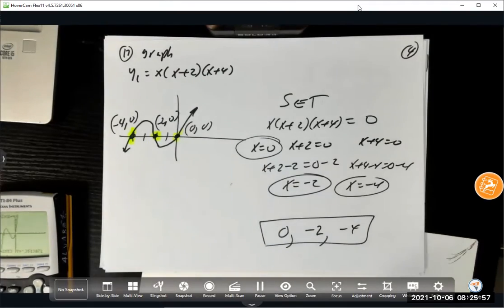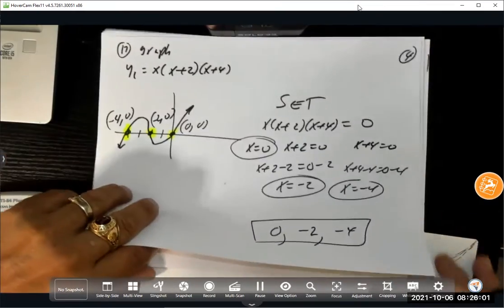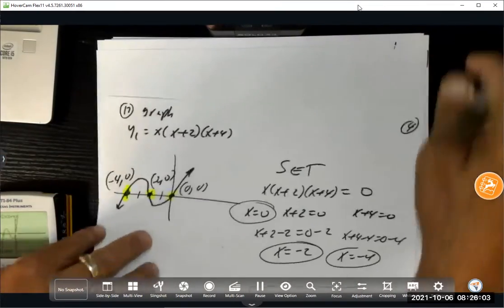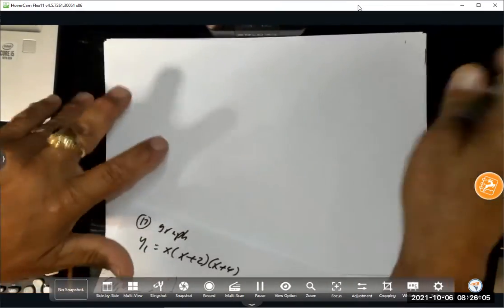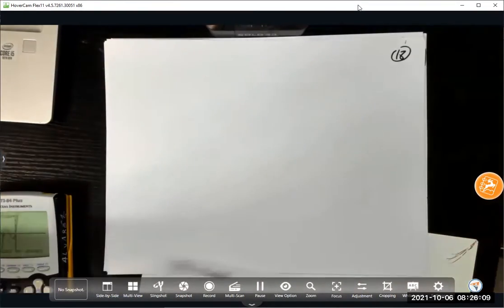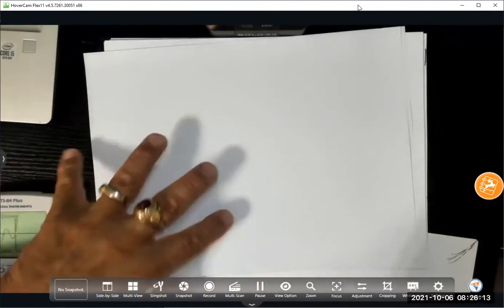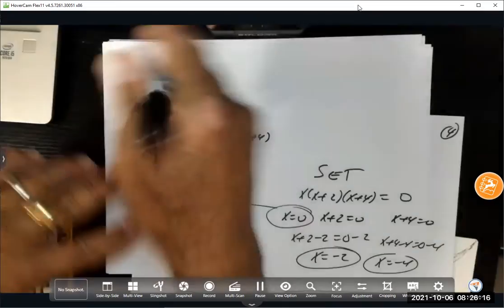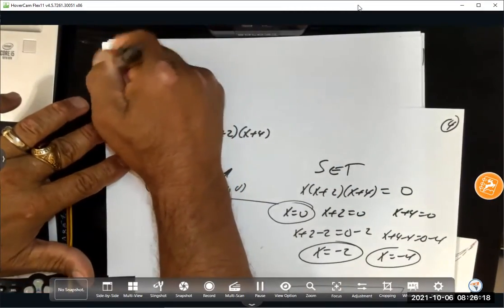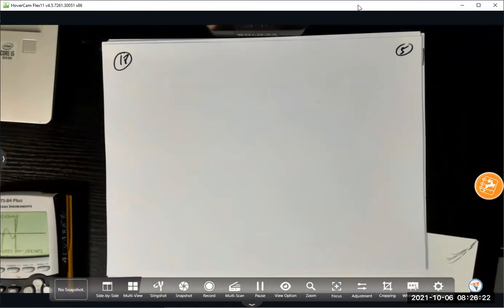All right, that's good for 17. And then let's go next. Number 18. Question 19. There you go. 18, there it is, finally got it. Okay, page 5. All right, 18. What is 18?